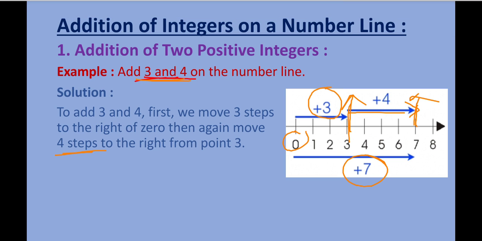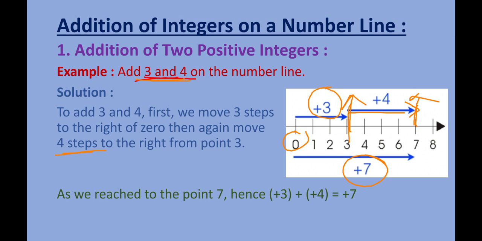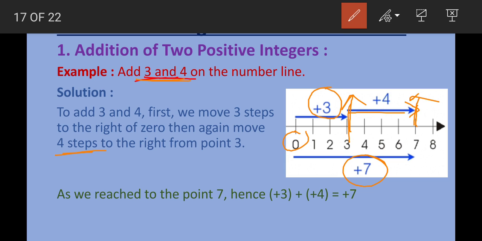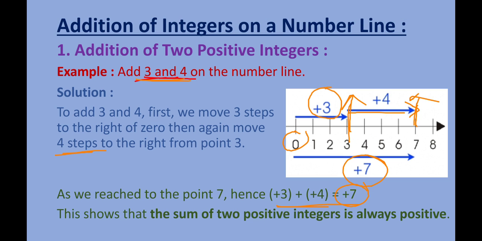So you can say that as we reached 7, hence plus 3 plus 4, the result is 7. While we are adding two positive integers, we are getting the result as 7. This is the first step.